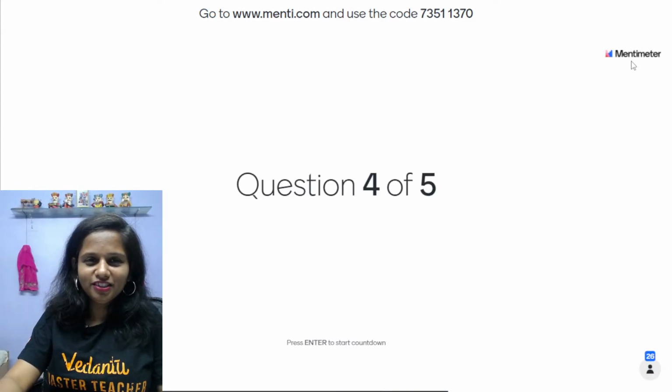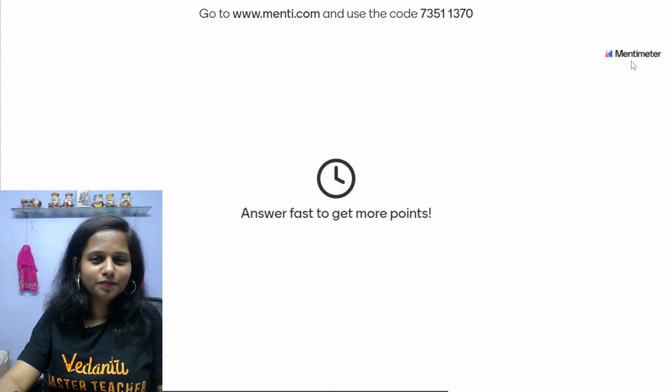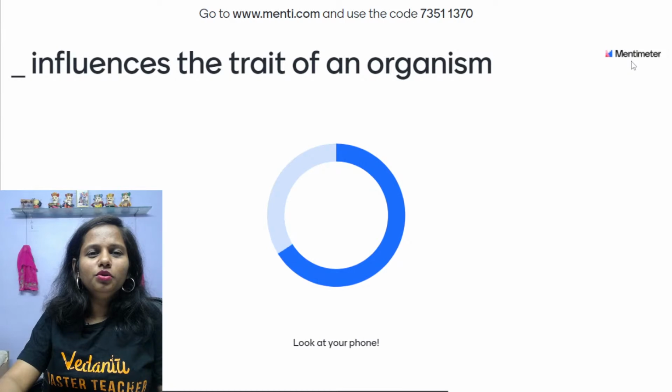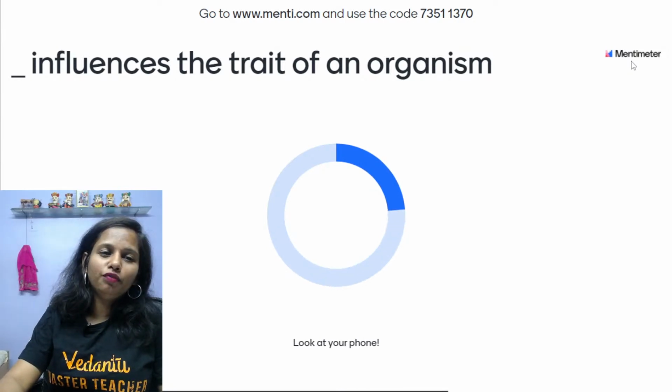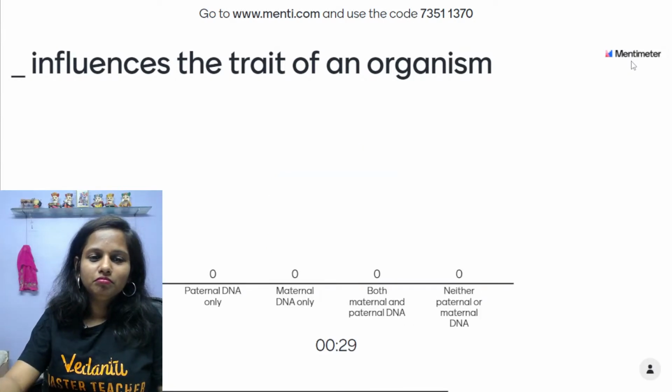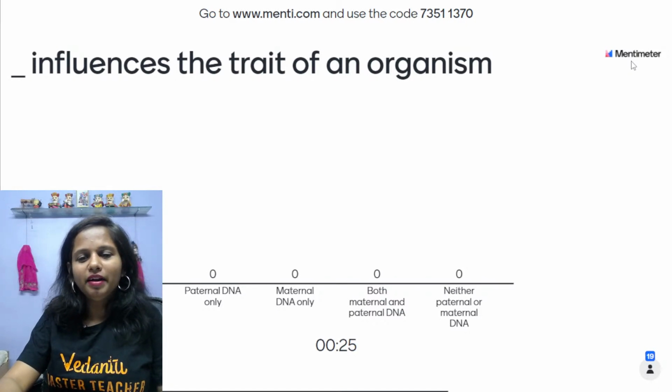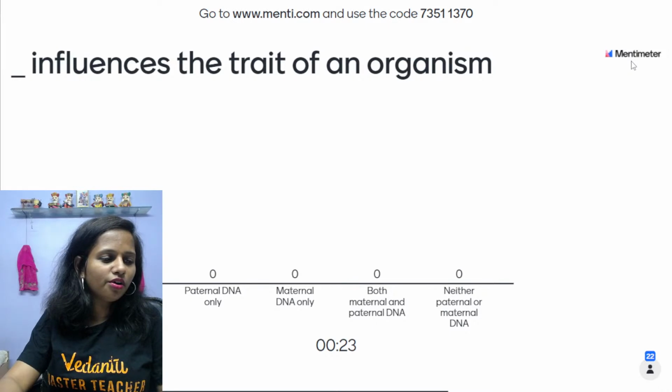Fourth one flashing on your screens now. Dash influences the trait of an organism. Paternal DNA only, maternal DNA only, both maternal and paternal, neither paternal nor maternal.